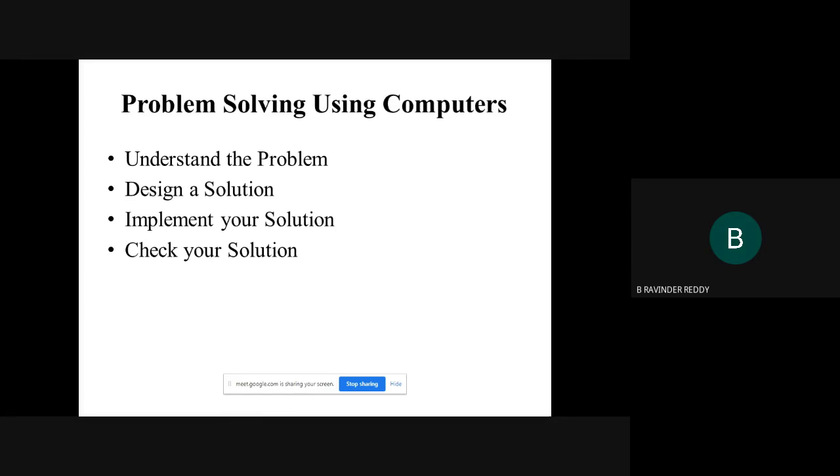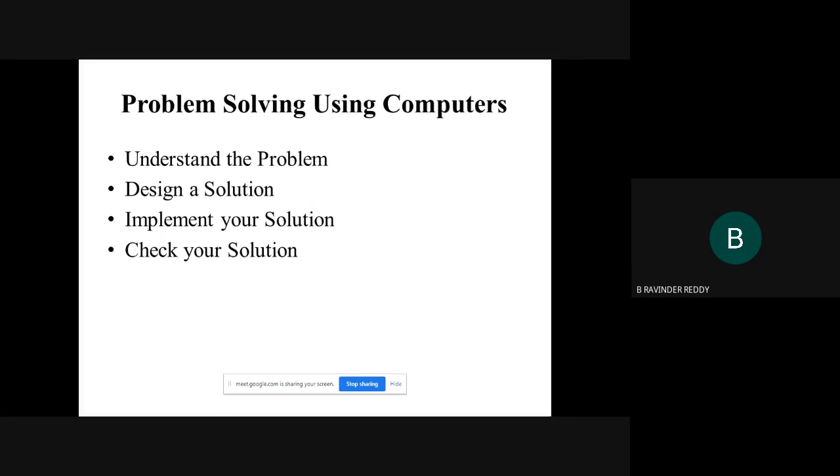I hope you are all able to connect this to the real time scenario. Is the example fine? Are you able to understand why we are discussing this problem?